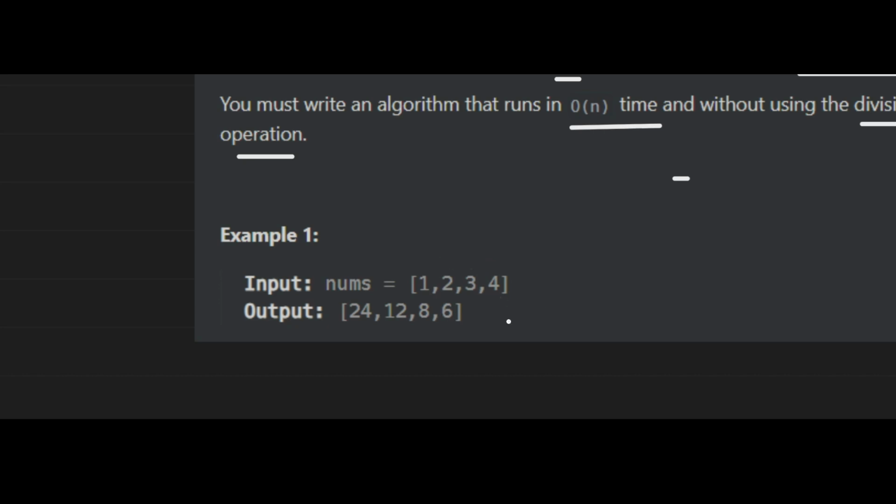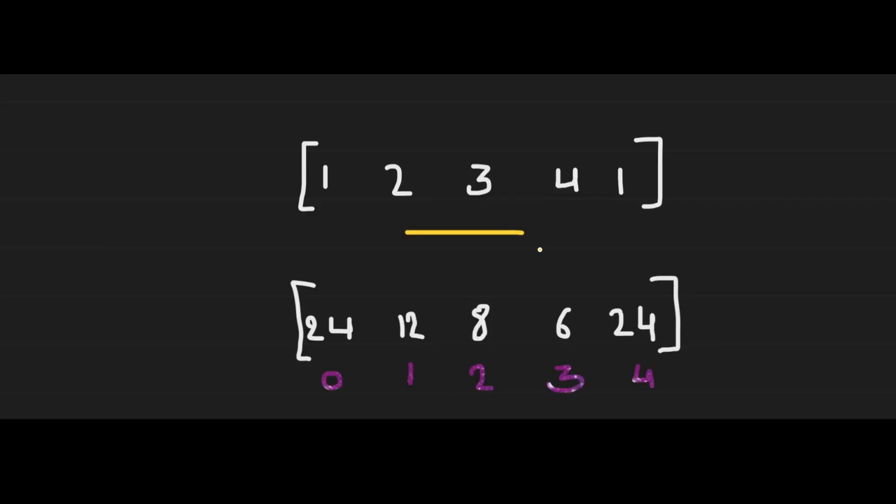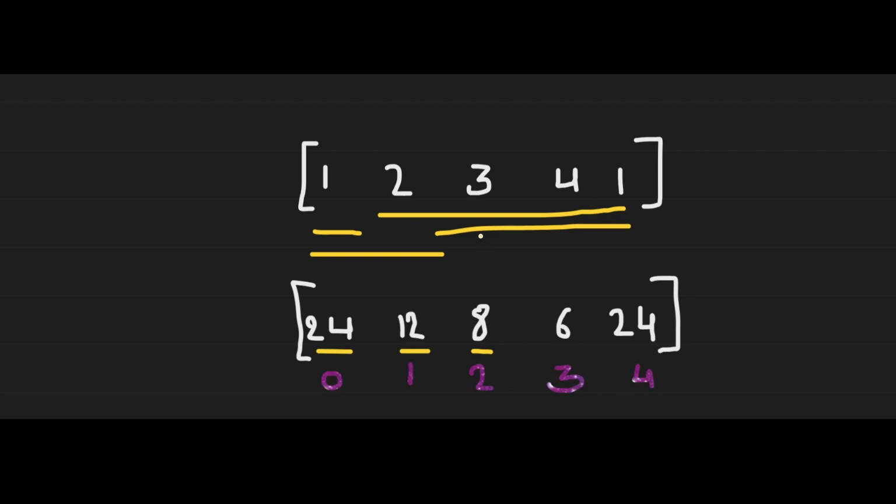Okay, so let's see how we can solve this problem. Let's see this example. This is our input array and this is our output array. So how do we calculate this 24? We multiply all of these elements except the element at index 0. Similarly for index 1, how do we calculate 12? We multiply all of these numbers except the number present at index 1. Same for the 8, we multiply all of these numbers except the number present at index 2. And same for 6 and 24.